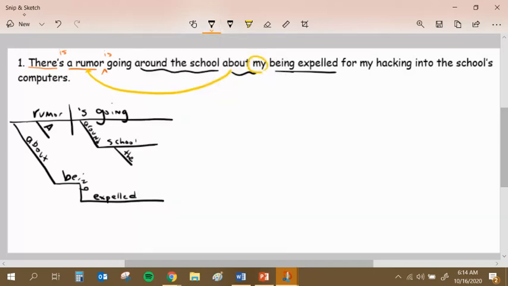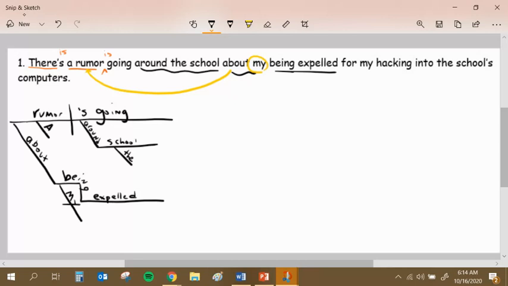So I'm going to take that word my and I'm going to build it here. And we know that reason. We know it has to go underneath the noun part of our gerund because this is the noun part and this is the determiner for the noun part of that gerund. So it has to be my being expelled. It's the only way for this sentence to be correct.